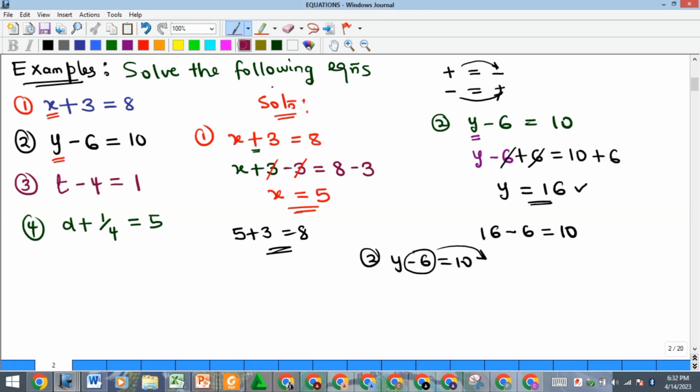So if we do that here now, it means that our y will remain alone. Then on the right hand side, you have 10 already. So your 6 now crossing over, remember it is negative. So it's going to become what? Positive. So you will simply get 10 plus 6, which is 16. And that's exactly what we got in the first process we used.